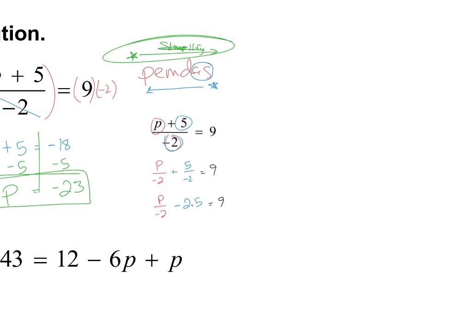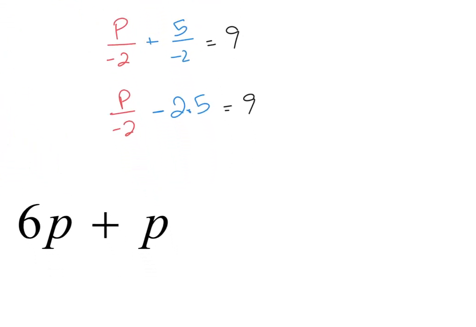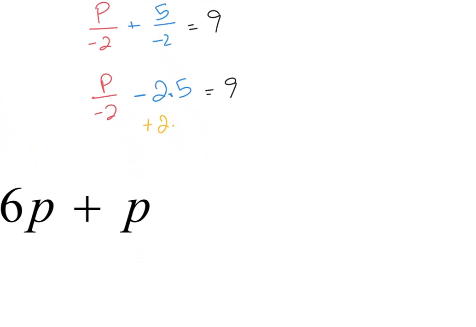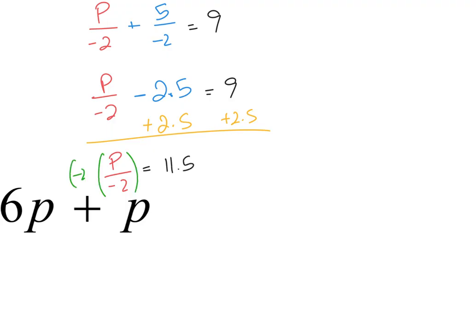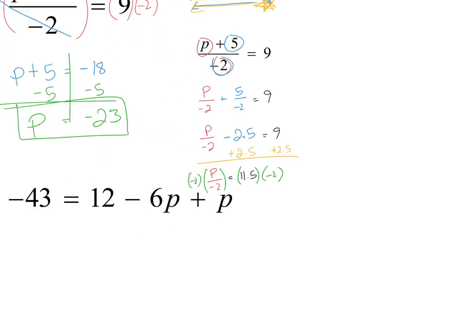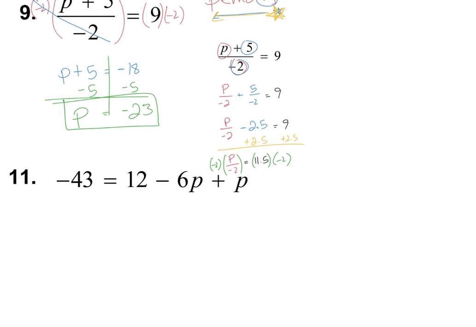I've simplified this now as much as I can, and so now I am ready to start solving by doing the opposite. And now I really can start by adding. And I get p over negative 2 equals 11.5. And then I will multiply both sides by negative 2. And it's kind of funny, I will get negative 23, but this just didn't seem like that's how it was going to end up, did it?